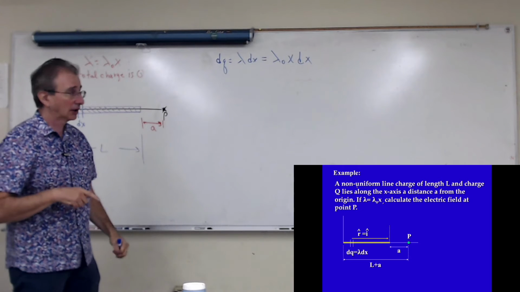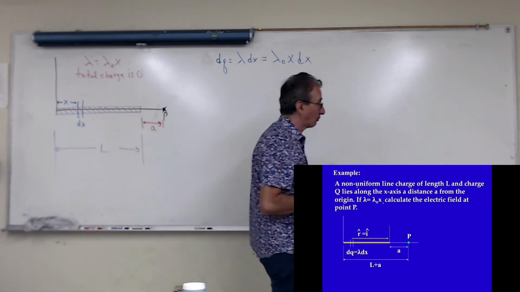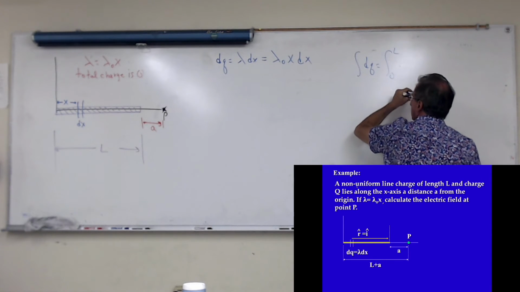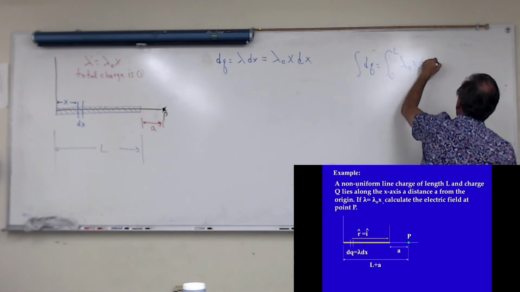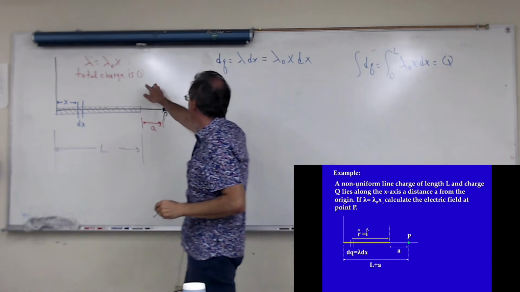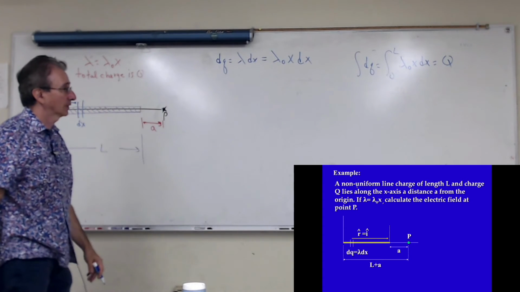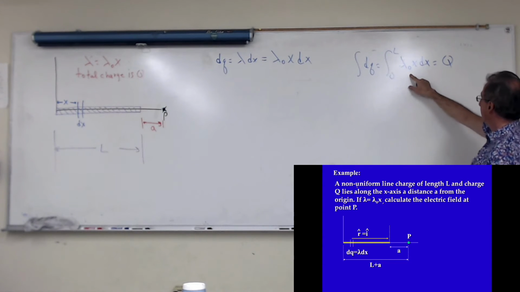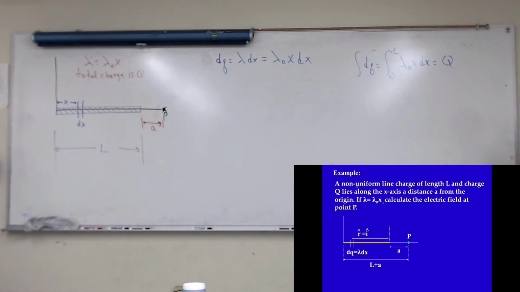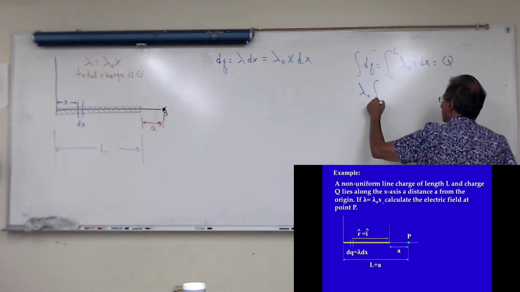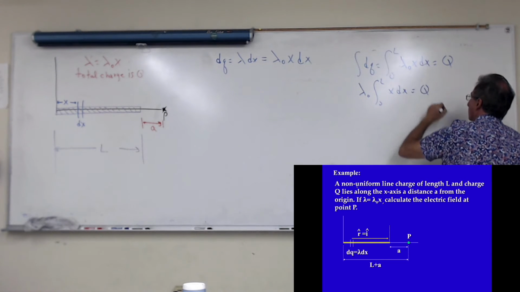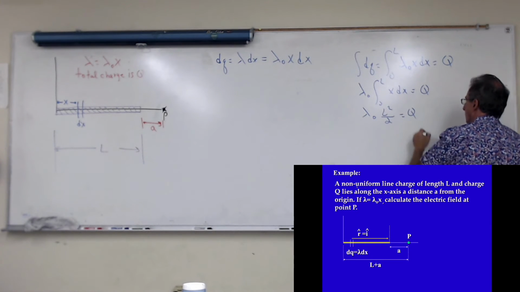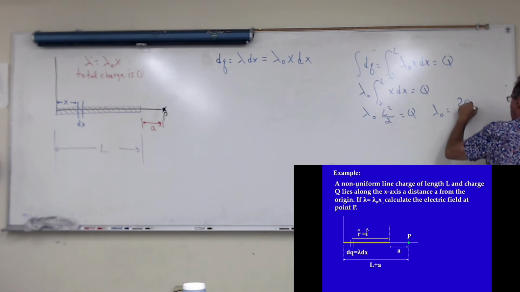But I know that if I were able to integrate dq over the entire length of the rod, that has to give me whatever this number is. Let's say it's 1 coulomb. If I know this number and I can evaluate this integral, then I can solve for lambda naught, because lambda naught is a constant. This integral is just L squared over 2. And so that means lambda naught is 2Q over L squared.